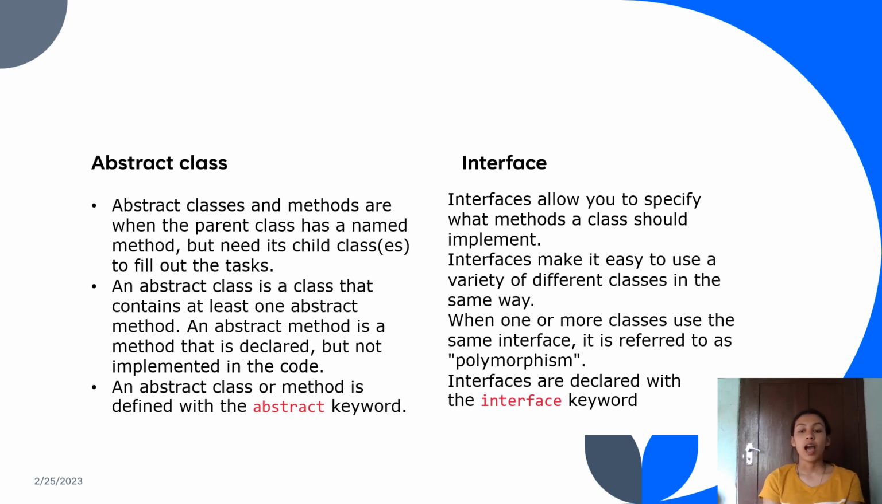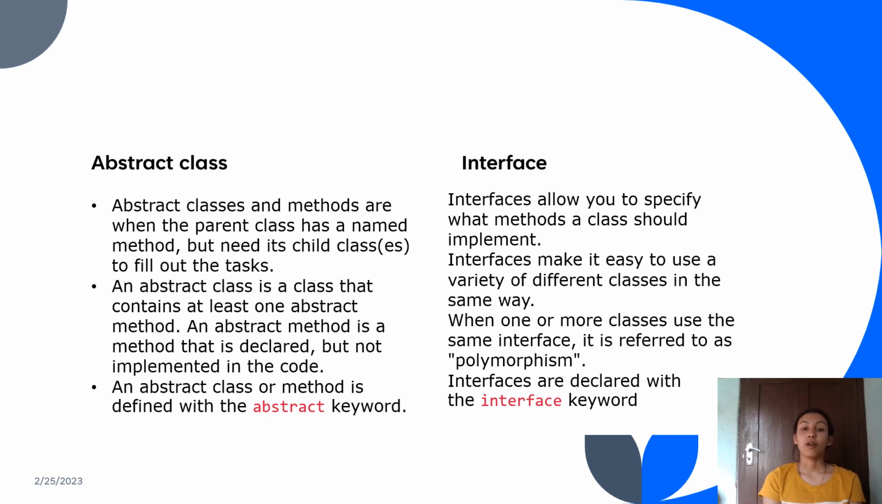So what is an abstract method? An abstract method is a method we declare without giving any implementation or definition for that function. The child class is responsible for giving the definition for that particular task, and the child class must give an implementation for that function. And what is an interface? An interface allows you to specify what methods a class should implement. Interfaces make it easy to use a variety of different classes in the same way. When one or more classes use the same interface, it is referred to as polymorphism.